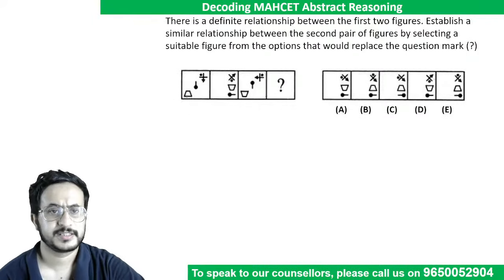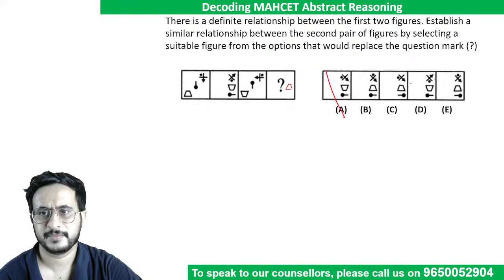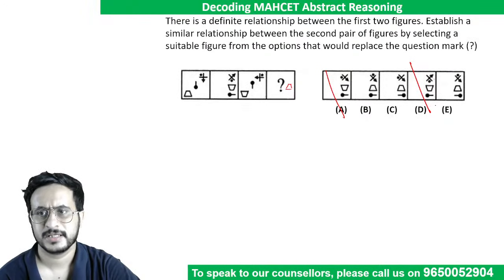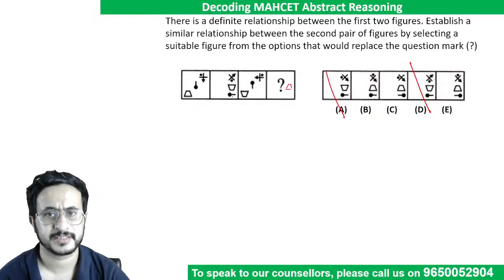So see this. This is the bucket, right? And it has gone to the center in an inverted form. So here you will get this bucket in this format. So you can eliminate some of the options. You have eliminated options A and D. So look element by element and try to eliminate things.